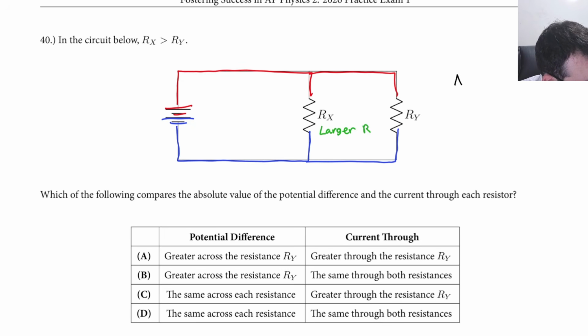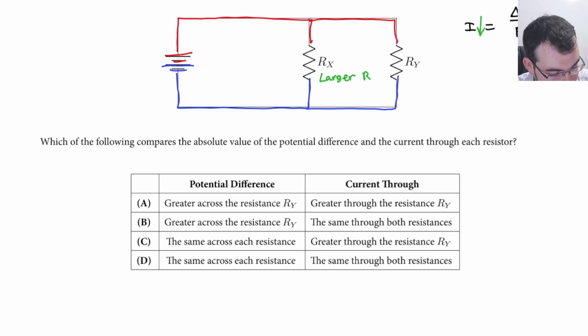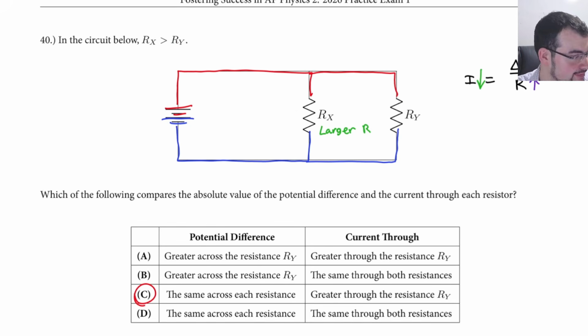Because if I is equal to delta V over R, if you have a larger resistance, you must have lower current. Larger resistance means lower current. So once you knew that they weren't the same, it's going to be C. 1 star.